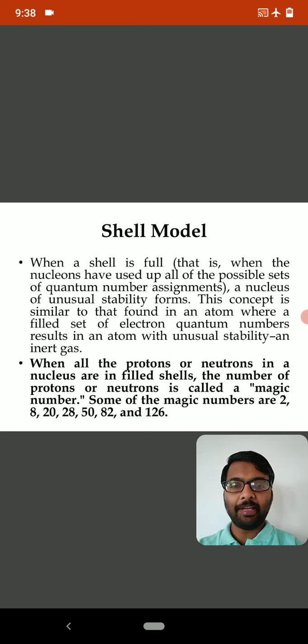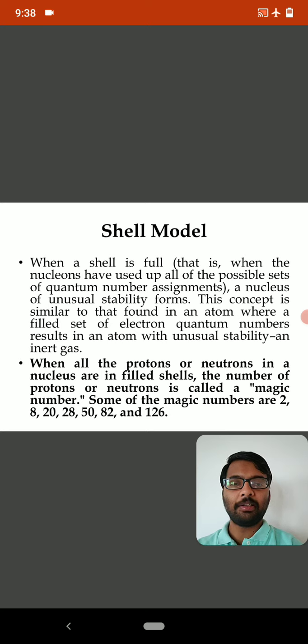Means if any nucleus has either a proton number equal to these numbers, from 2 to 126, or a neutron number equal to these numbers, then they are called magic numbers, and such nuclei are considered stable nuclei. So this nuclear shell model explains the stability on the basis of the magic numbers.